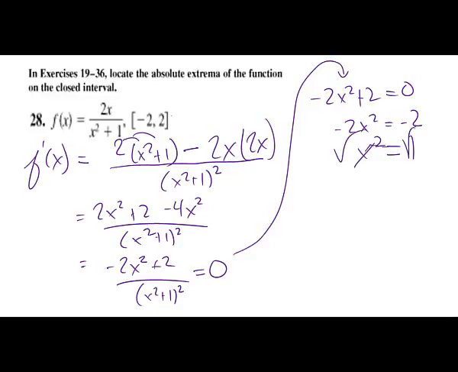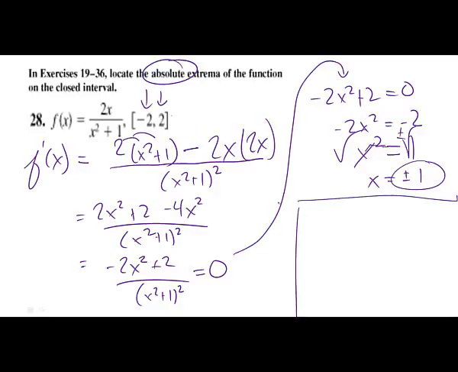And then we take the square root. We need to make sure we do a plus or minus. So x equals plus or minus 1. So remember, absolute works different than relative. Okay? So when we have absolute, you plug in your endpoints, and you plug in anything that could be a possible critical point. So I'm plugging in to my original function.